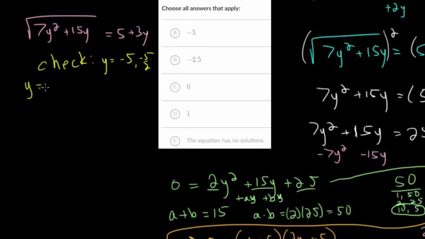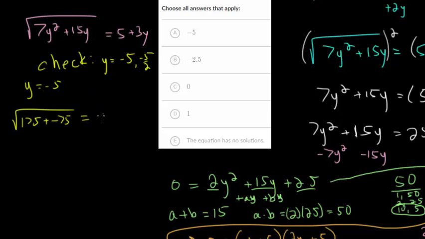So we can start with negative 5. We get the square root of 7 times negative 5 squared, which would be positive 25. And 7 times that would be 175. But then we have 15 times negative 5. 5 and 10 make 50. 5 and 5 make 25. And 50 plus 25 is 75, but we want the opposite of that, so we are subtracting 75.